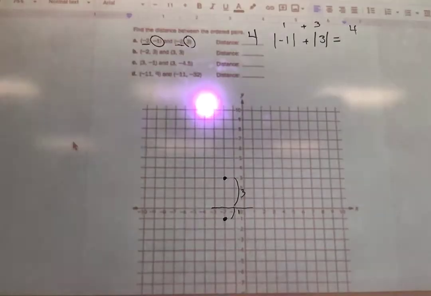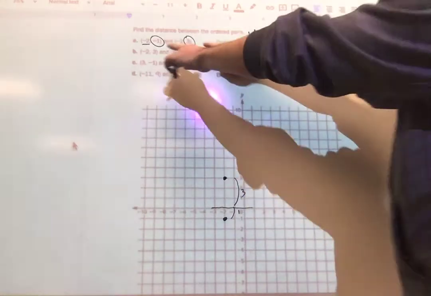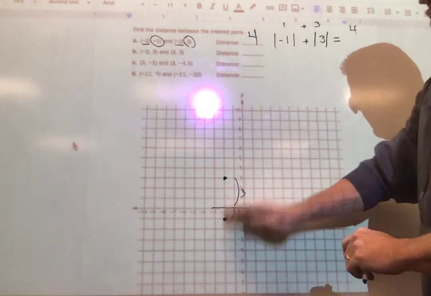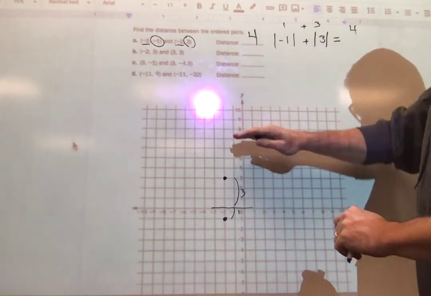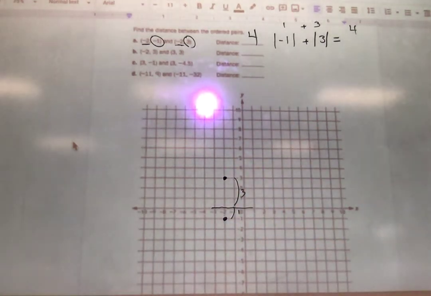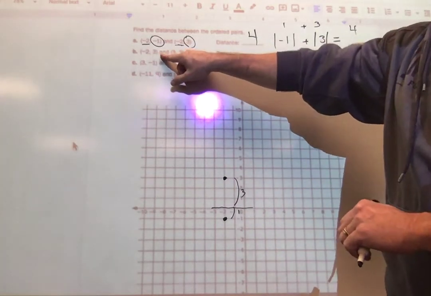I'm able to do that because x is -2 for both. So I just look at their y's. Again, the rule: if one's negative and one's positive, we know they're on opposite sides. So I have to add their distances to get the total distance apart. So they're 4 apart. Okay, so this one, we can do the same thing here.